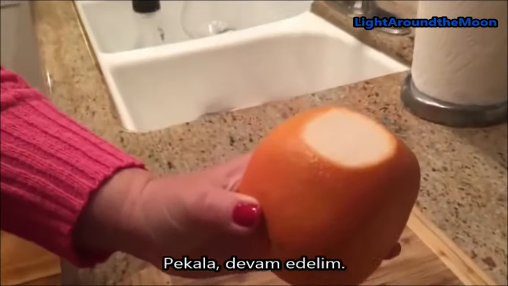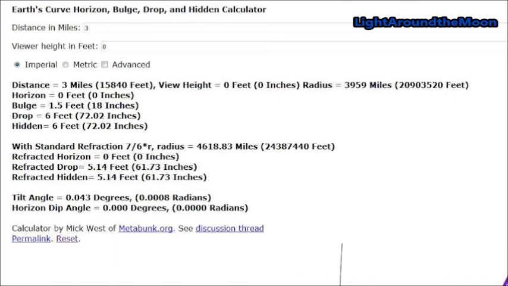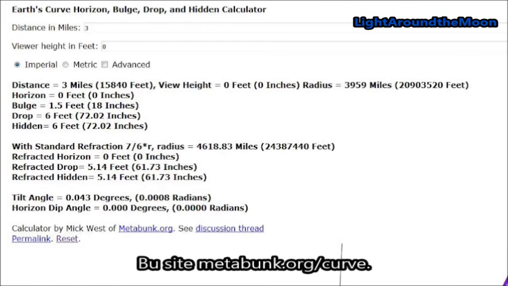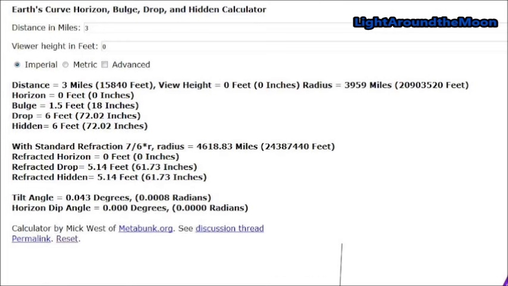All right, let's continue. There's a handy website that will calculate the distance to the horizon for any viewing height, and it also tells you how much of an object will be hidden behind the horizon if it's past the horizon. The site is metabunk.org/curve. So I went there, and this is the calculator that's there, and you can run all the same calculations that I showed you in the other websites. It works very much the same way.